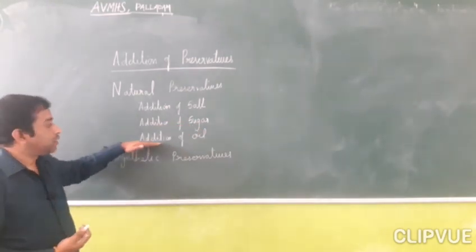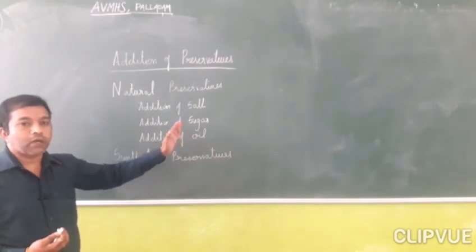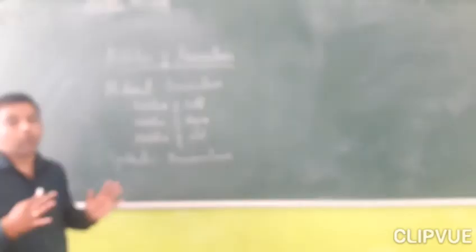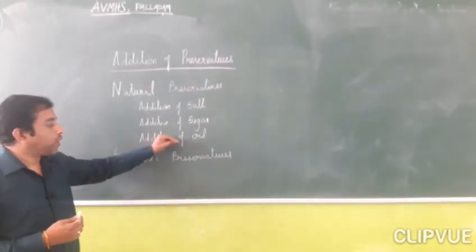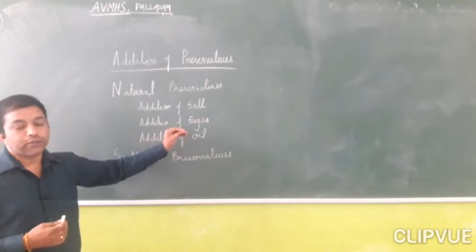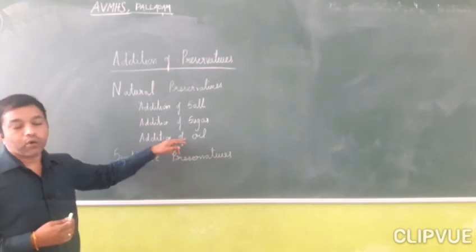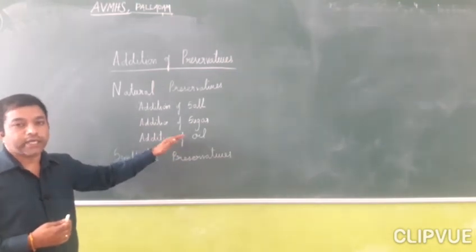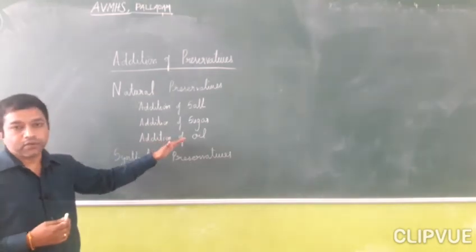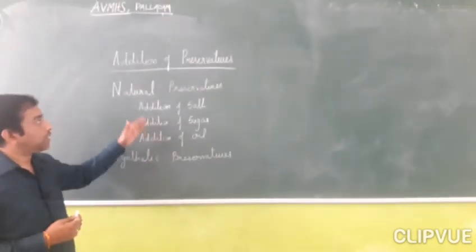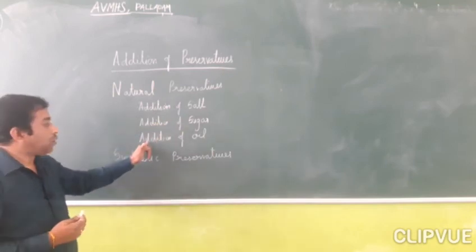And next is addition of oils. Oil does not allow the air to get into the food substance. If you add oil, the air does not enter the foodstuff. If you are making pickles, they add more amount of oil because the air does not enter the food. This is one way of preserving food. So these are the three different types of natural preservatives: addition of salt, addition of sugar, addition of oils.